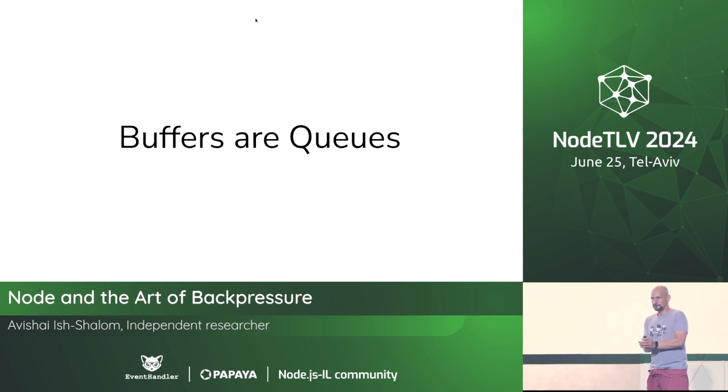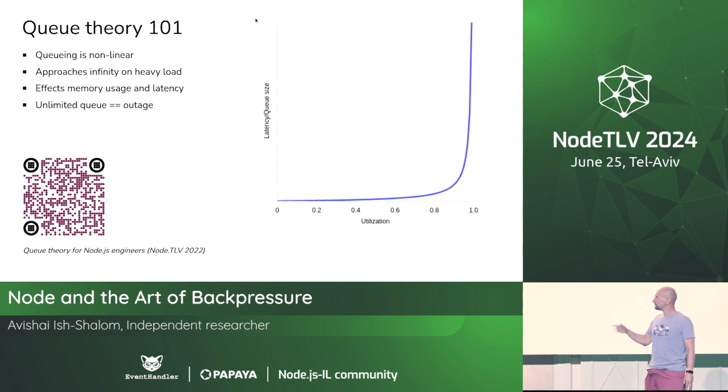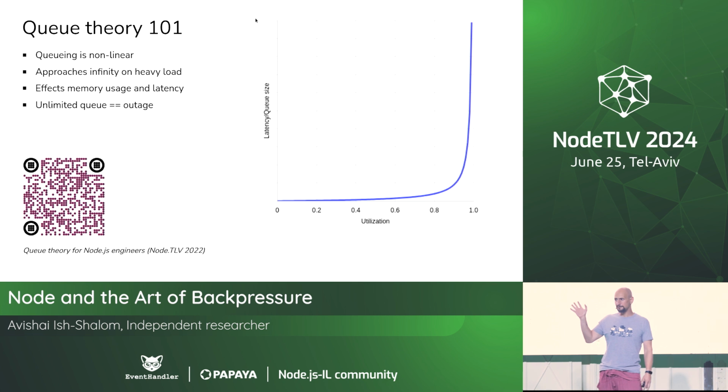So those buffers that we have inside of the event loop, from a mathematical perspective, they are queues. We have a mathematical theory that basically models how those things behave. It's called queueing theory. I'm not going to go too much into that. Like I said, I gave a talk about this 3 years ago. You're welcome to look it up. But what you need to know is that buffers are essentially queues from the point of view of the behavior. And the way queues behave is like this.